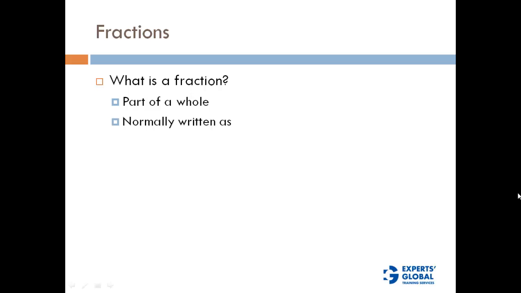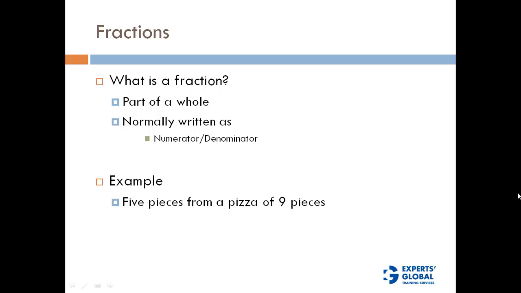And how do we write them? We write them as numerator divided by denominator. So let's look at an example. Let's say we are talking about 5 pieces of pizza taken from 9 pieces. So we have one pizza like this, big pizza. How many pizzas do we have? We have 1. So we are talking about a whole number.